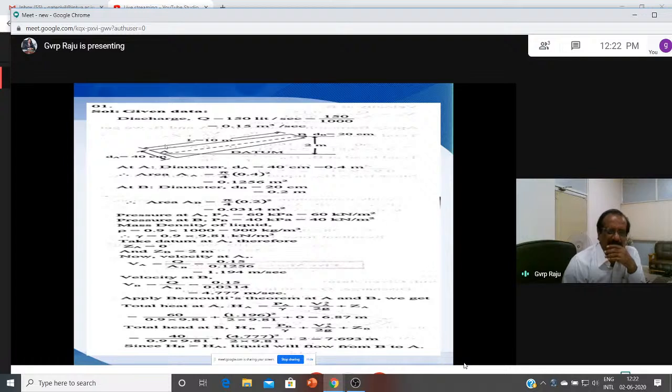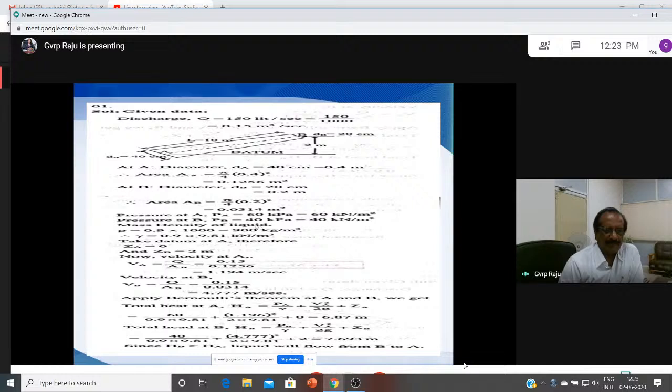And the area at A is 0.1256 meters square. At B the diameter is 20 centimeters, which is equal to 0.2 meters. Find out the area: pi by 4 times 0.2 square, which is 0.034. He has given the pressure at A as 60 kilonewton per meter square and at B as 40 kilonewton per meter square. 60 kilopascals is 60 kilonewton per meter square and 40 kilopascals is 40 kilonewton per meter square.